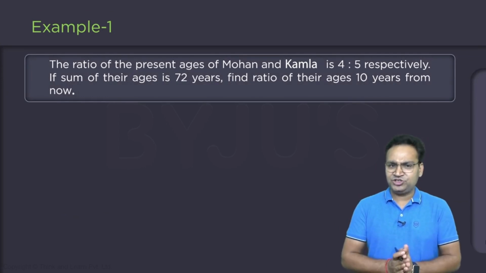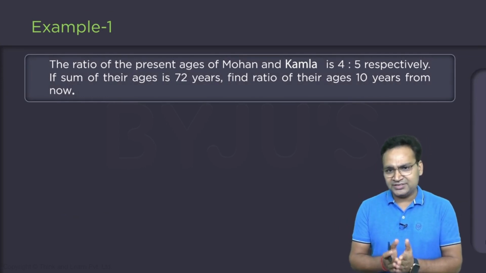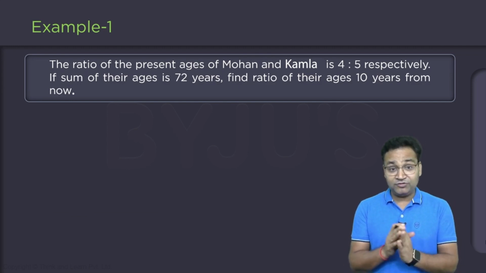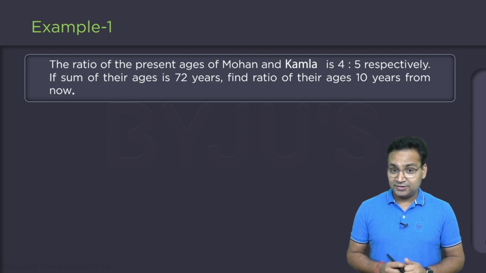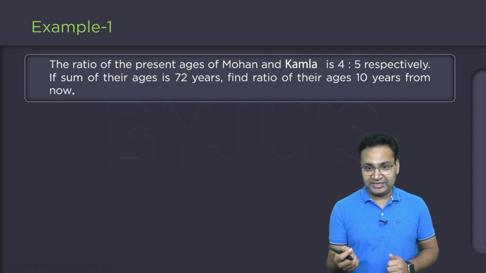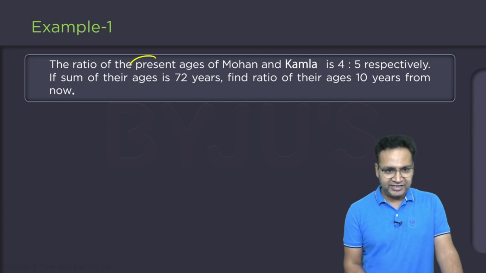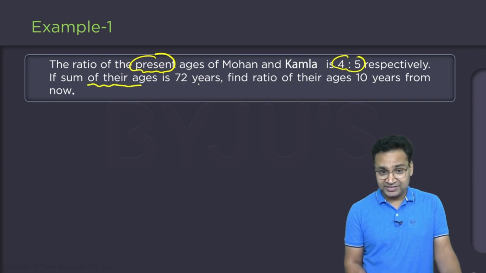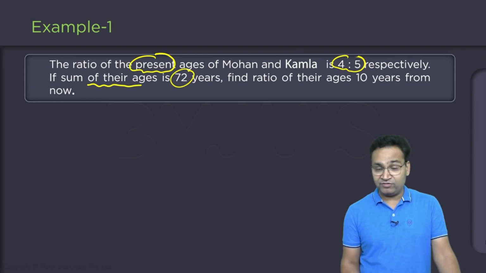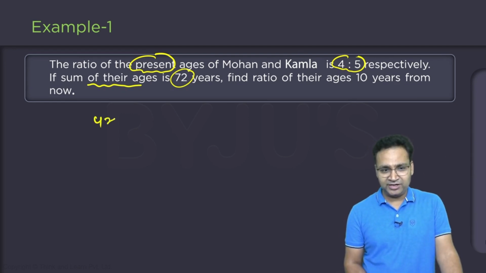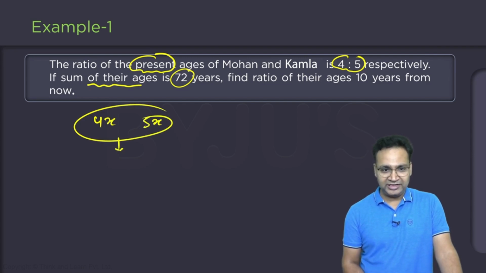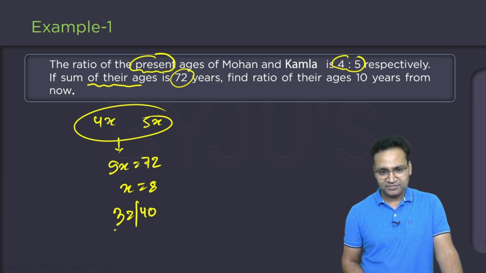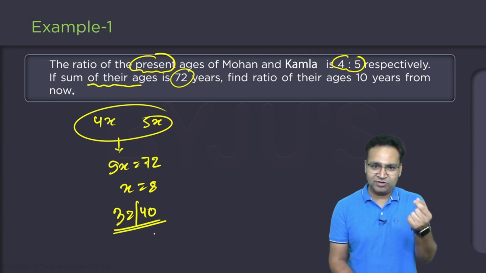Very simple example. The ratio of the present ages of Mohan and Kamla is 4:5. If the sum of the ages is 72 years, find the ratio of the ages 10 years from now. So present age, look at the time frame, 4:5. And the sum of the present ages is obviously 72. Remember the ratio concept. If I do it systematically, 4x, 5x, the total 9x. 9x is 72. So x is 8. That means what are the ages? 32 and 40. These are the current or present ages of Mohan and Kamla.